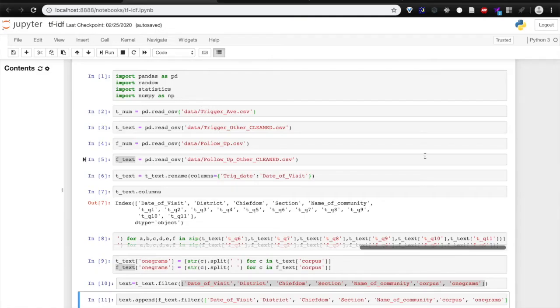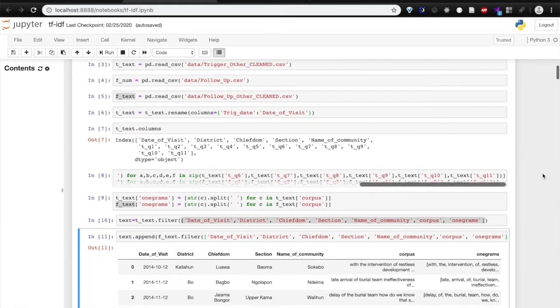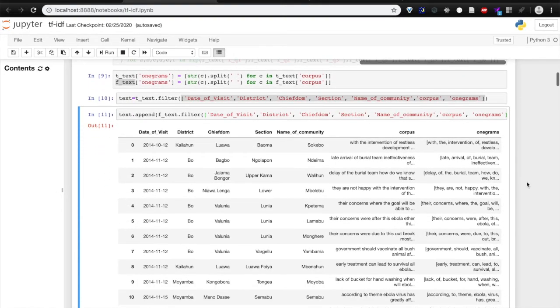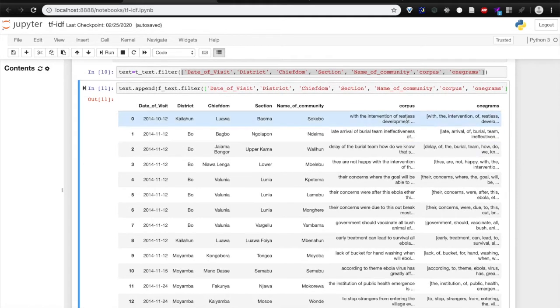Bag of words TF-IDF approach. So what I did here was I pulled in the data from the trigger data set as well as the follow-up data set, and just took responses to every single question, put them all into a single corpus for each visit.